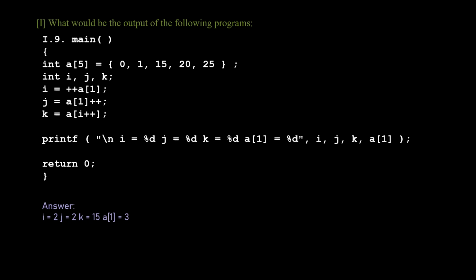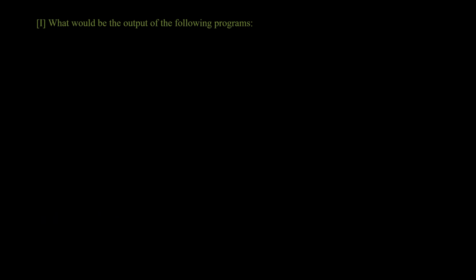Yeah, so I is plus plus a of 1, which will be 2 because it is plus plus 1, which is 2, and then j is also 2 because it is post increment, and k is a of 2 plus plus, which is a of 2, so 15. And a of 1, which is the second element in the array, which was already incremented twice while assigning it to I and j. So it is 1 plus 2, 3. Let's see the next question.